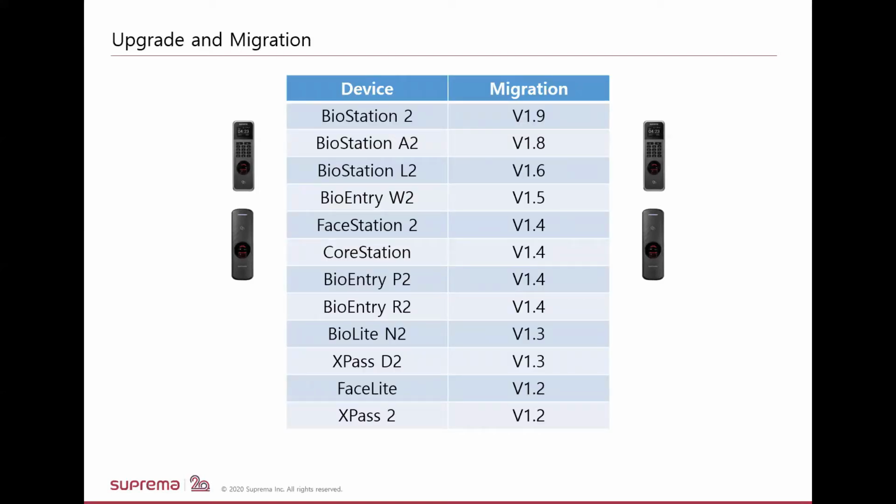Now, this is a table that will show which versions of devices will support the new encryption. I just marked them as the versions that will have the migration. So if you have, for example, a CoreStation with version 1.3 firmware, if you upgrade it to version 1.4, a migration process will happen and all personal data will be encrypted. Same for the FaceStation 2: if you have version 1.3 and then upgrade to 1.4, which is not available yet but you will get it soon, the process will happen.